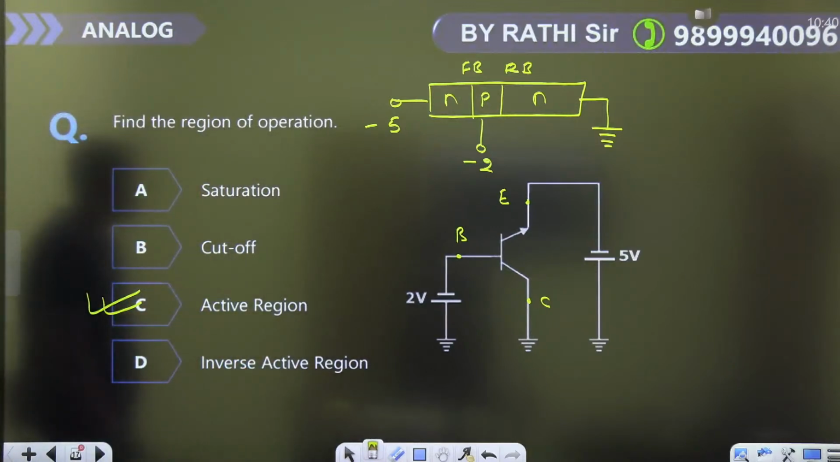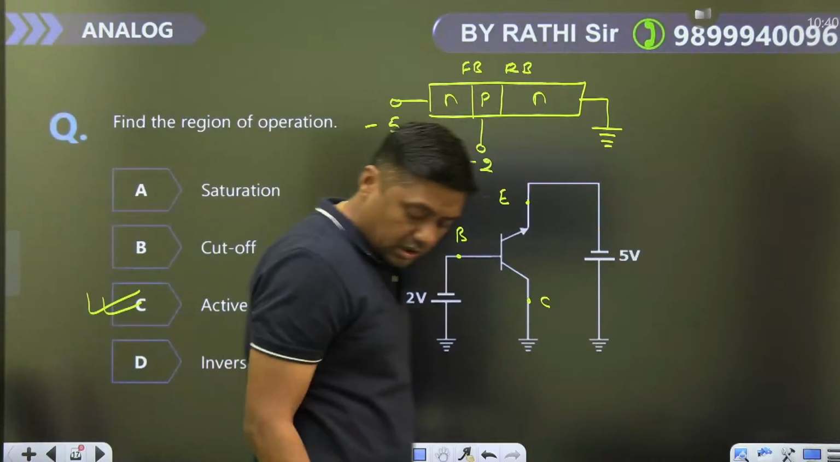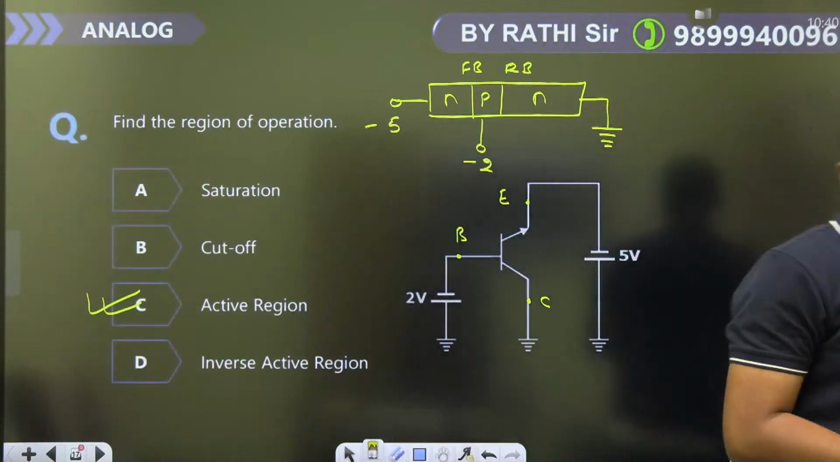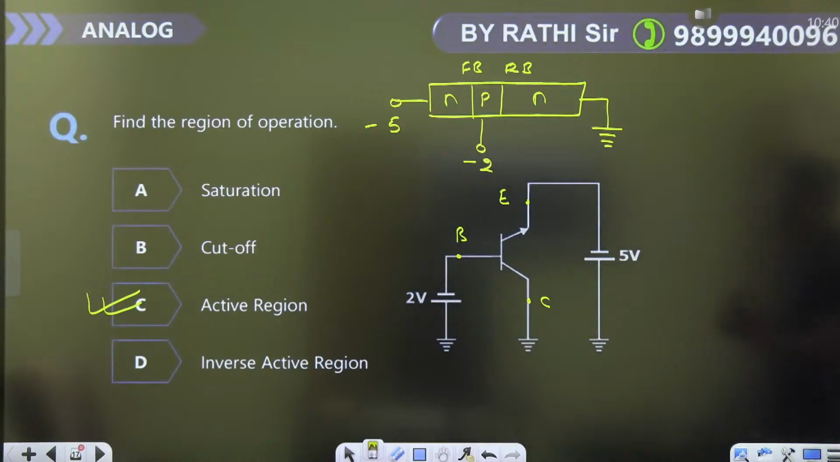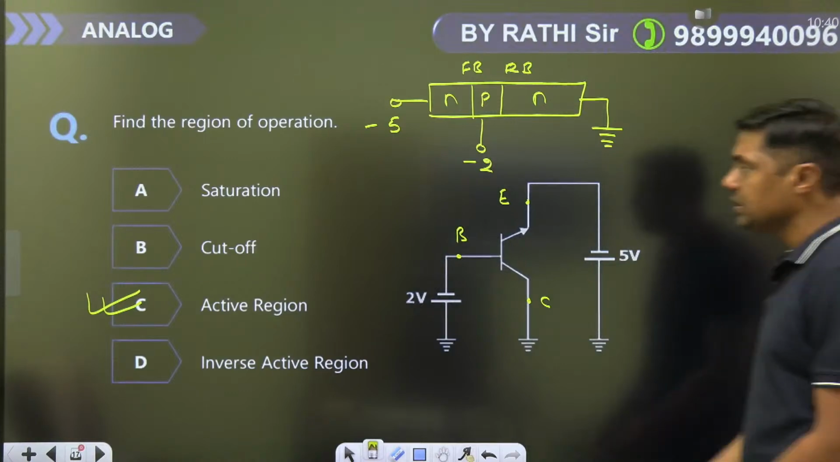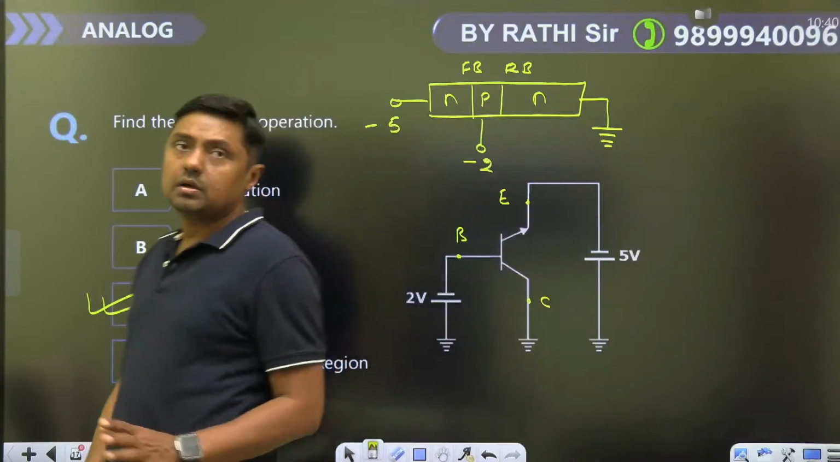एक्टिव रीजन। तो ऐसे आप जजमेंट ले सकते हो, whether it is in a cut off region, एक्टिव रीजन और सैचुरेशन रीजन। ये तो एकदम बिल्कुल बेसिक सा क्वेश्चन हो गया कि कैसे हमको डिसाइड करना है कि it is in which region, राइट?